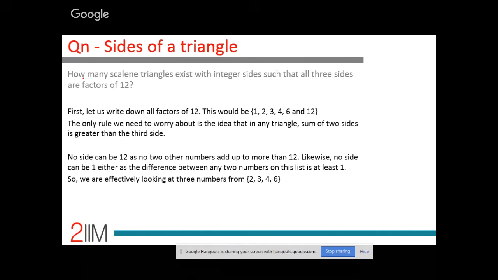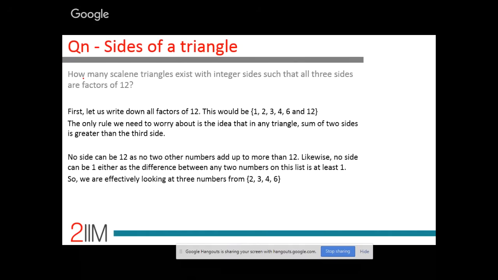So 2, 3, 6 doesn't work. 2, 4, 6 doesn't work. Both don't work. 3, 4, 6 works. Anything else that works? 2, 3, 4. So 2, 3, 4 and 3, 4, 6. Two scalene triangles are possible where all three sides are factors of 12.